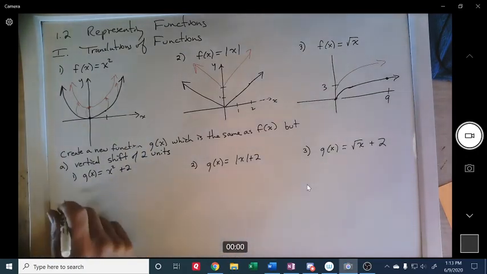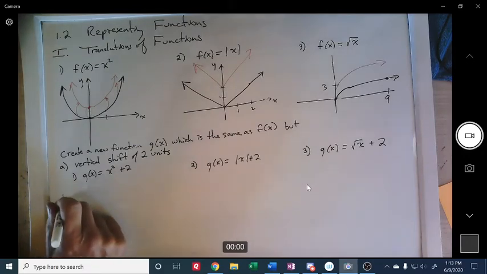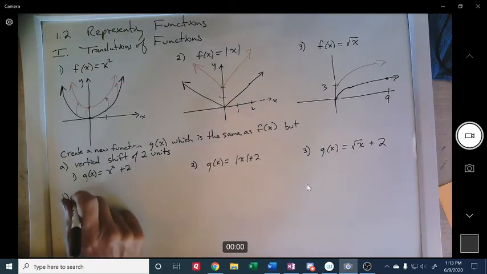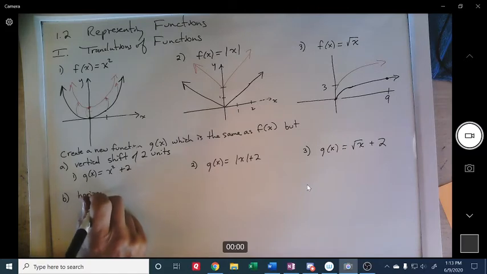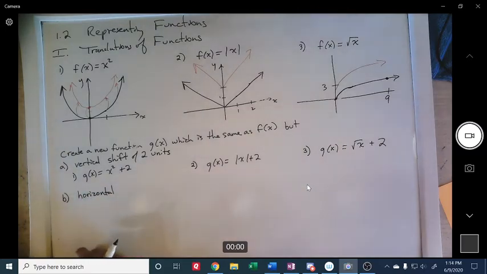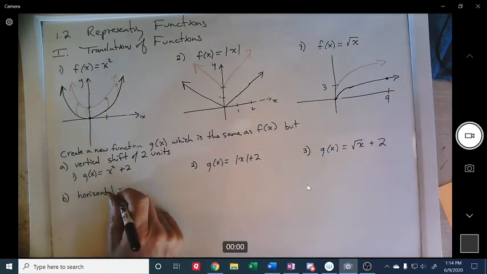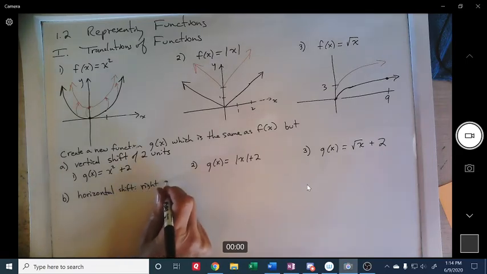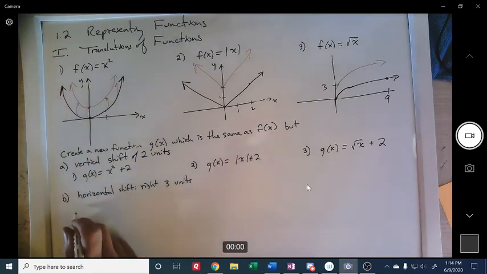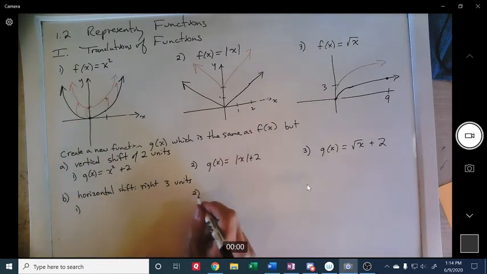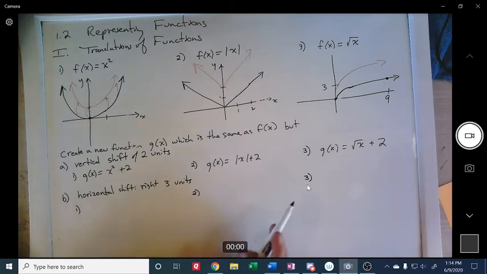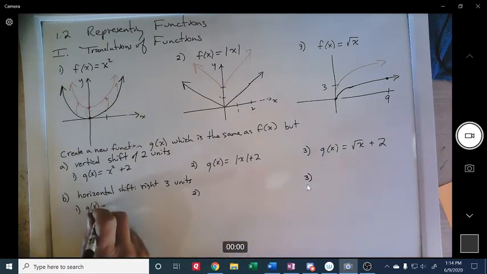Let's go part B with horizontal shift. Every horizontal shift comes about from replacing the x with something else. Horizontal shift, we're going to go right 3 units. So, very quickly, write your 1, 2, and 3, what your new g of x is going to be in each case.